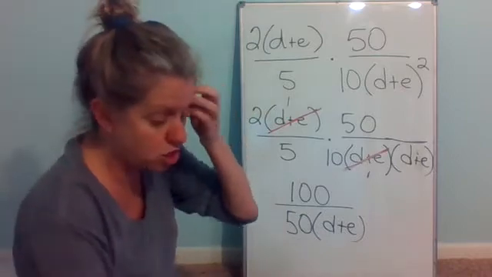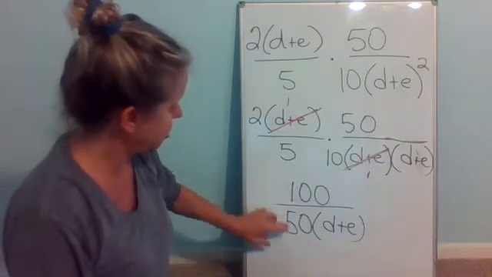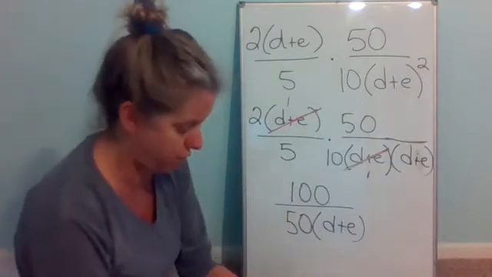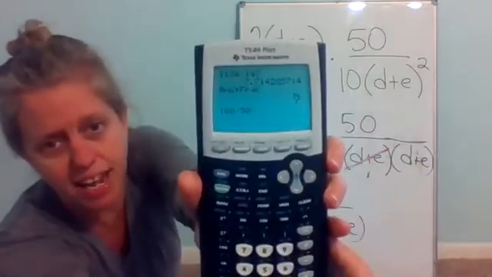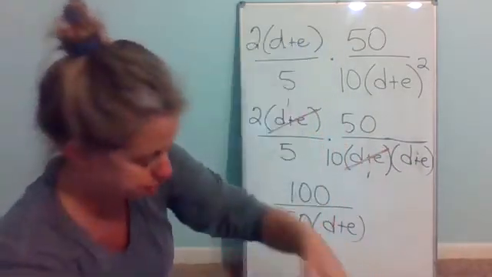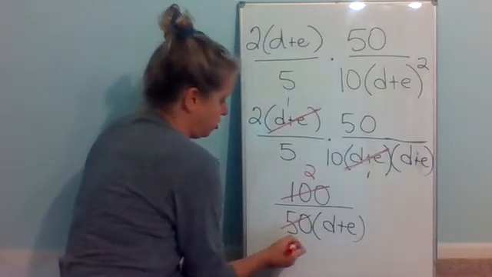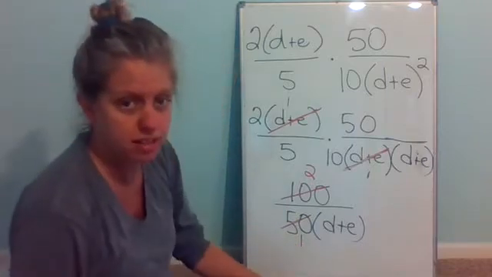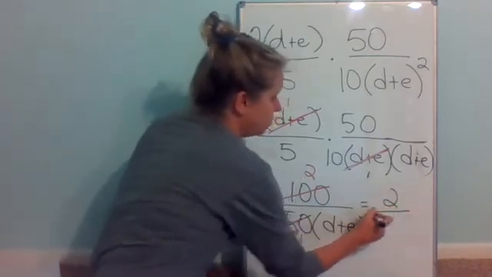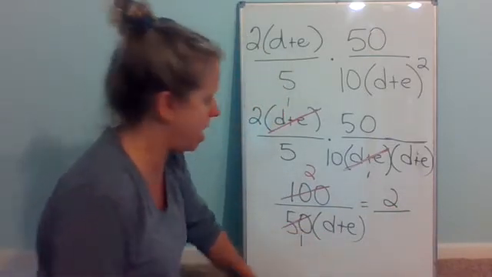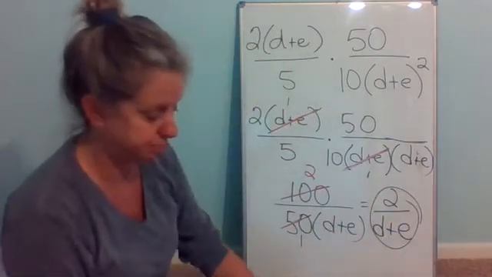So now you're just looking to reduce any of the number part that you can. So let's see, this 100 over 50, what does that give you? 100 divided by 50 gives you 2. So let's see, this right here turns into 2, or you can think of it as 2 over 1. So let's see, what is left up top? Just your 2. Over what is left in the bottom? (d plus e). There you have it.